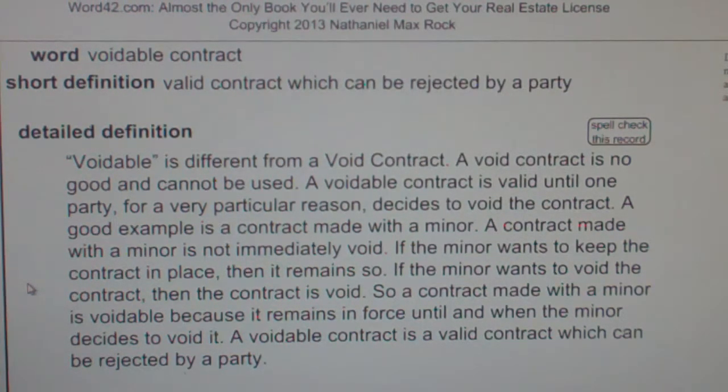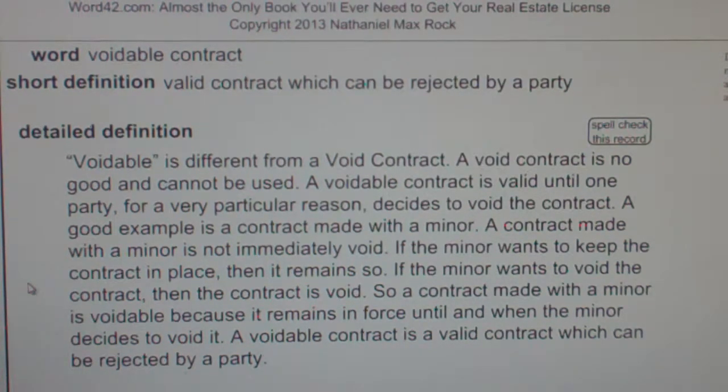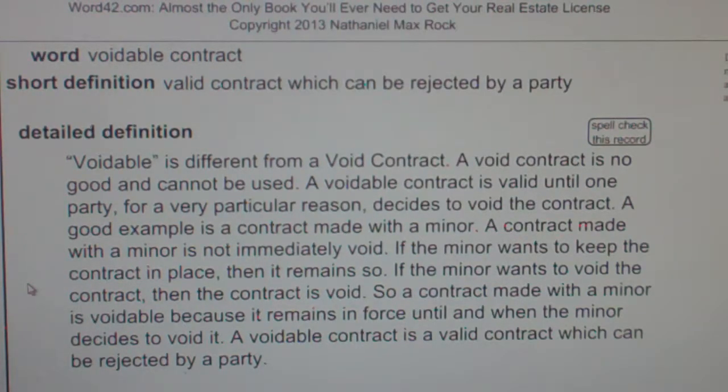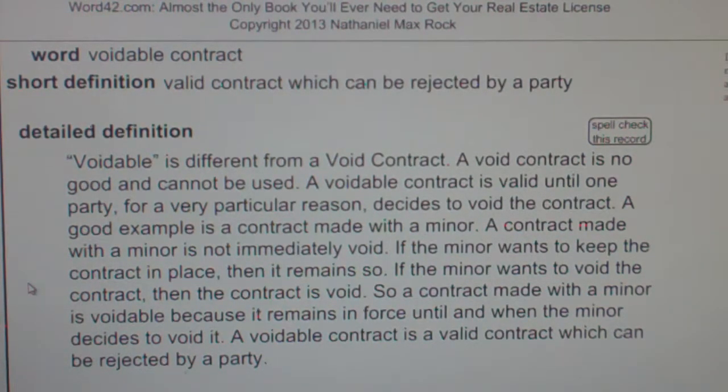A good example is a contract made with a minor. A contract made with a minor is not immediately void. If the minor wants to keep the contract in place, then it remains so. If the minor wants to void the contract, then the contract is void. So a contract made with a minor is voidable because it remains in force until and when the minor decides to void it. A voidable contract is a valid contract which can be rejected by a party.